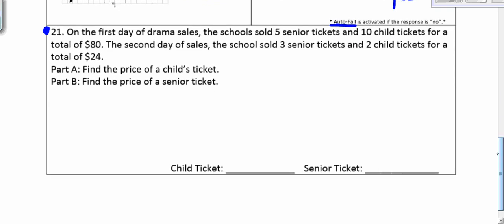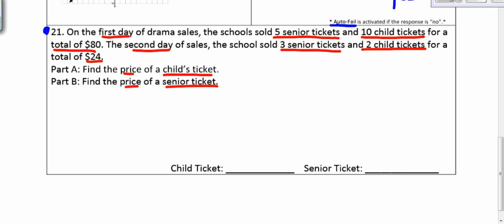We like roller coasters. Number 21. A little bit difficult, but just remember, just go through and underline first. On the first day of drama sales, the school sold 5 senior tickets and 10 child tickets for a total of $80. The second day, they're talking about 2 different days, they sold 3 senior tickets and 2 child tickets for a total of $24. Find the price of a child ticket, and find the price of a senior ticket.